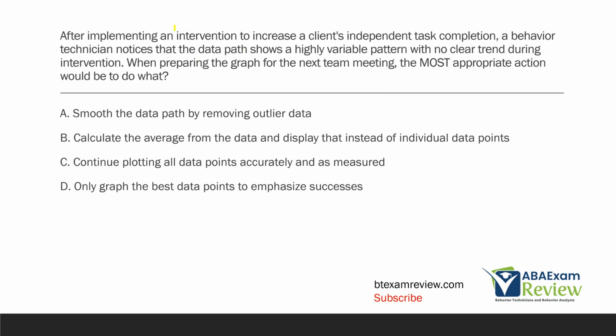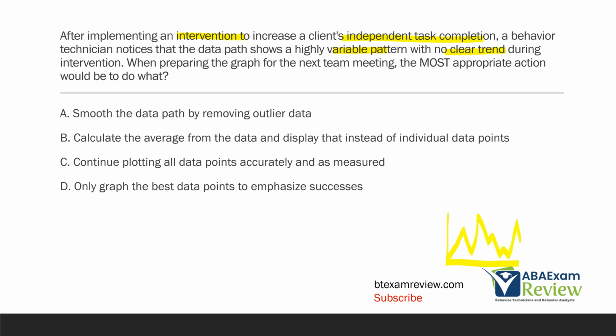Because we have a situation where the intervention was designed to increase independent task completion, but the technician saw that the data path was highly variable with no clear trend. So if we have a highly variable data path with no clear trend, it might look something like this, where the data is all over the place.